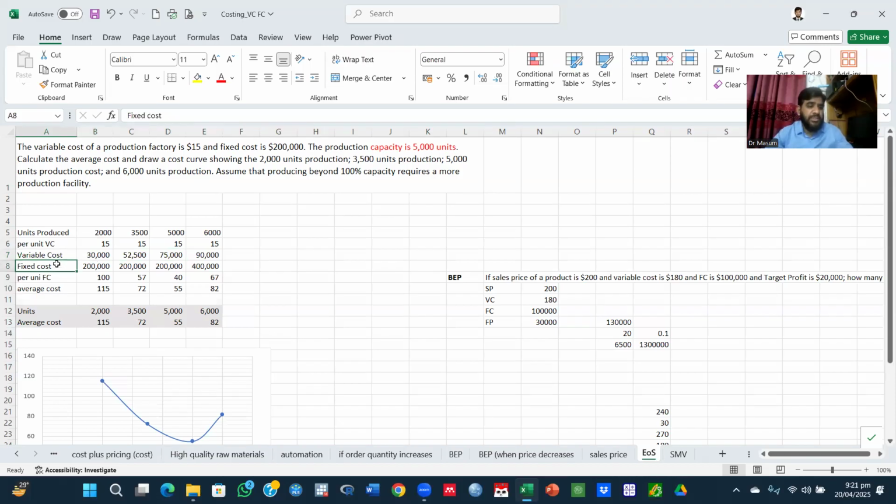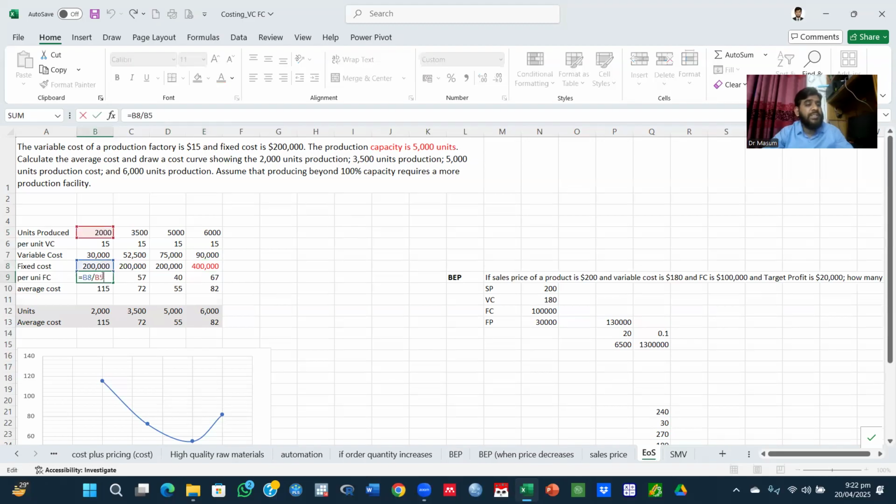And your fixed cost is 200,000, 200,000, 200,000, and now it has become 400,000. Why has it become 400,000? Because your factory can produce 5,000 units. When you are producing beyond your capacity, then you have to rent one more factory or you have to rent machines, and the fixed price for that machine or the room is 200,000. So you are producing more, you have to incur 400,000 fixed cost.